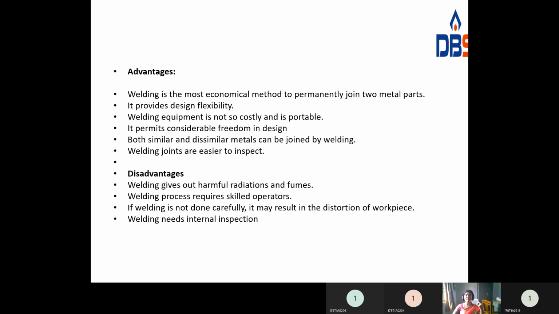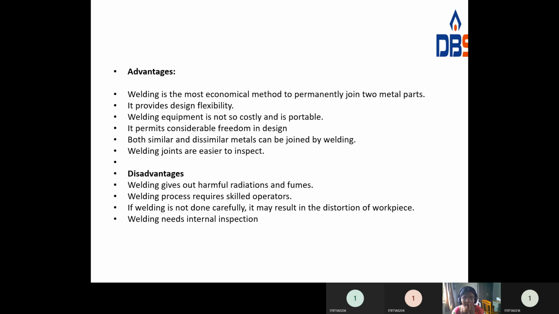Welding is the most economical method to permanently join two metals. In terms of cost, it is the most economical way to permanently join two metal parts. It provides design flexibility, so in whichever shape you want to bend the metals, you can do it using electric welding. Welding equipment is not so costly and is portable. The equipment used for welding is not so costly, and it is portable, so it permits considerable freedom in design.